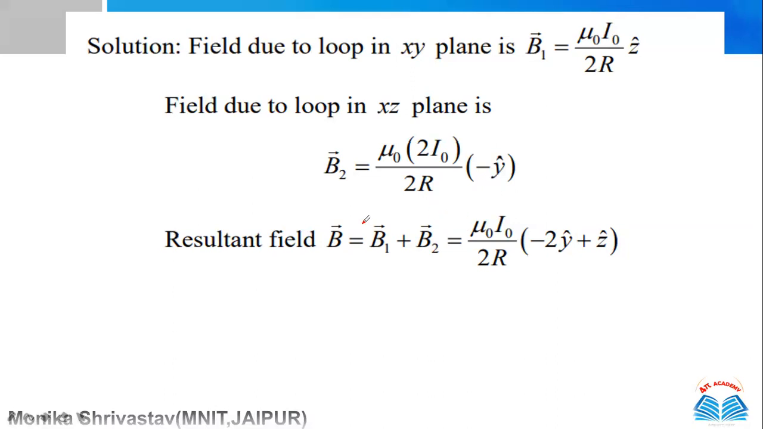If there were three loops, the sum of them would be the resultant magnetic field. Okay, but always remember the direction. This will have the direction of the magnetic field in z cap.